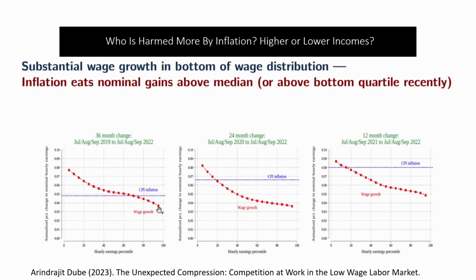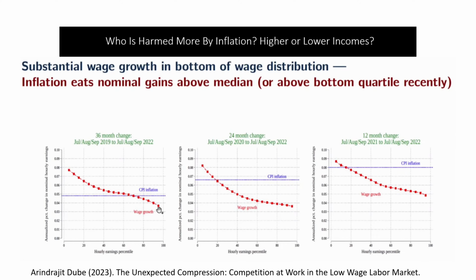The horizontal axis in these graphs represents the hourly earnings percentile. Lower incomes are on the left, and higher incomes are on the right. The vertical axis tells us the annualized percent change in nominal hourly earnings. In other words, wage growth. The blue dotted line tells us the inflation over the period, and the red line tells us the wage growth over the period. Whose wages grew the fastest? Those on the lower end of the income distribution.